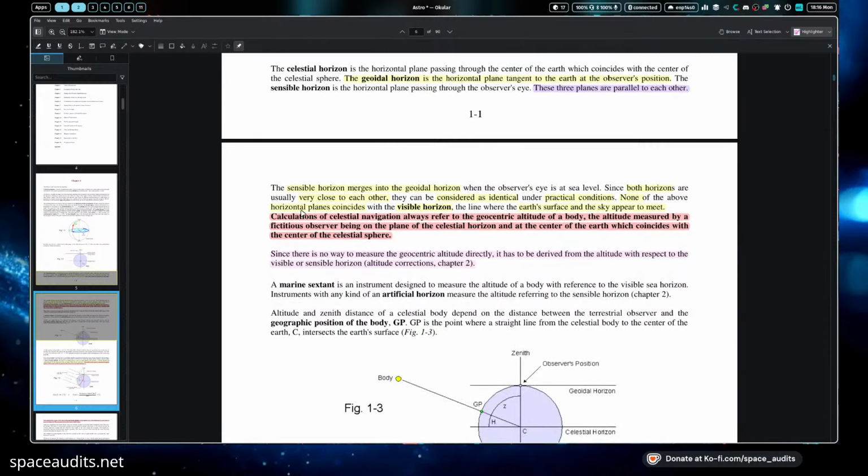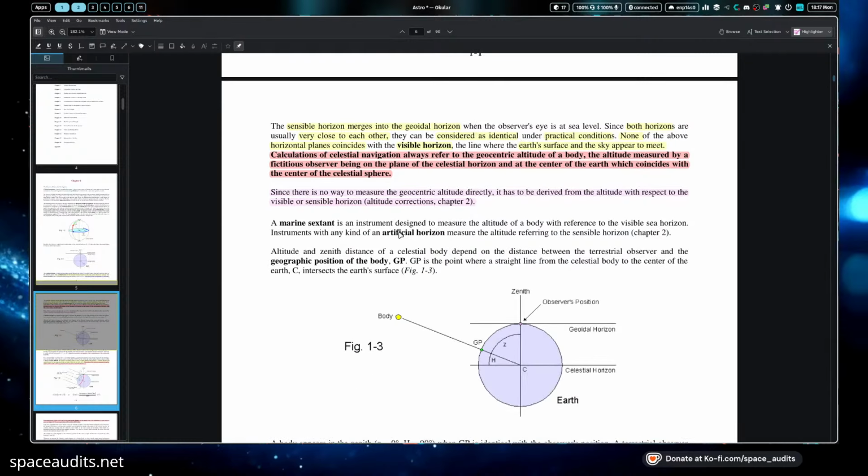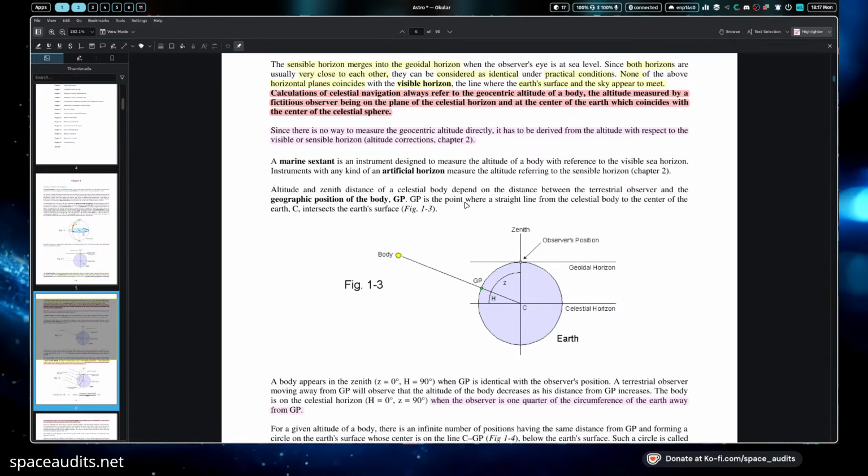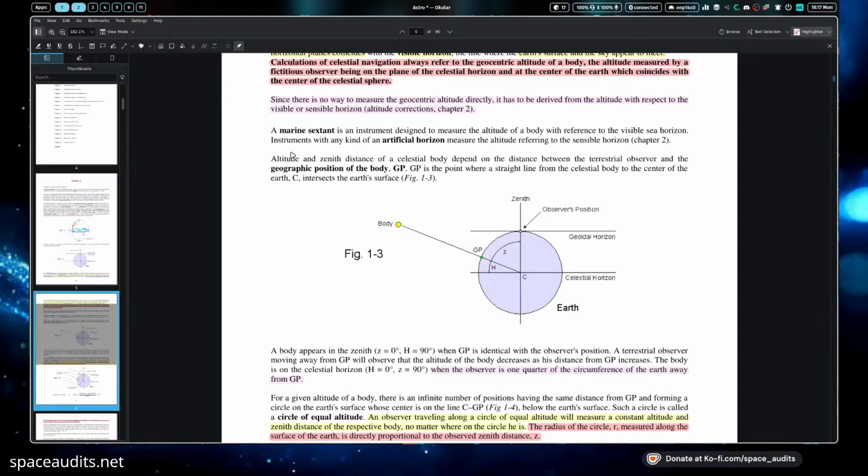All right. So let's see here. Where were we at, lads? We were a little bit down here. Yeah. Okay. Since there's no way to measure the geocentric altitude directly, it has to be derived from the altitude with respect to the visible or sensible horizon. Altitude corrections are in chapter 2. And then the last part here we'll go through.